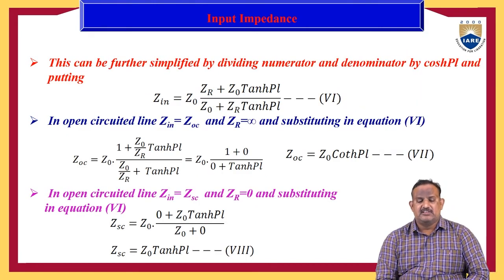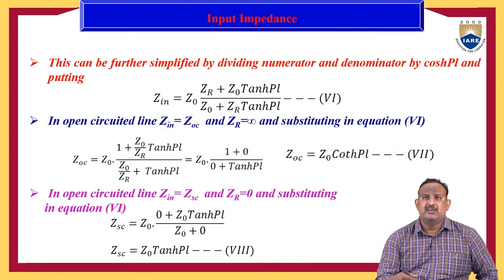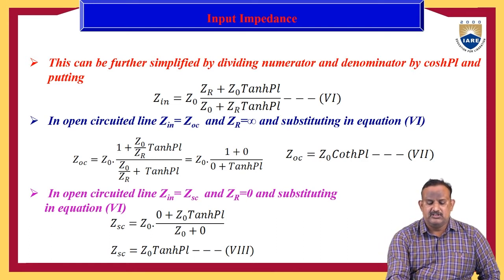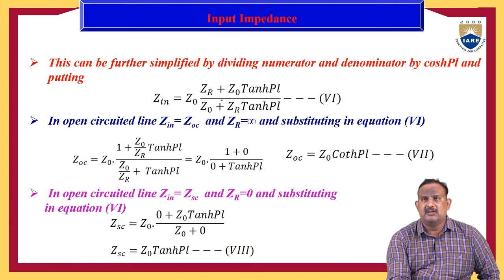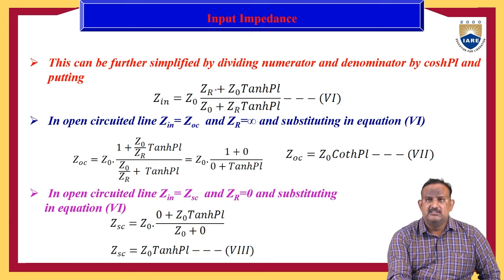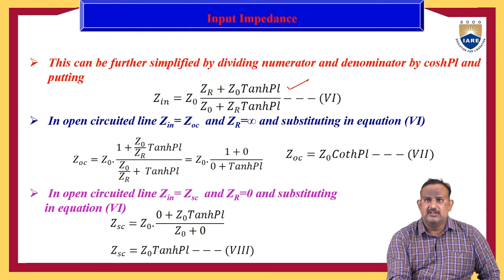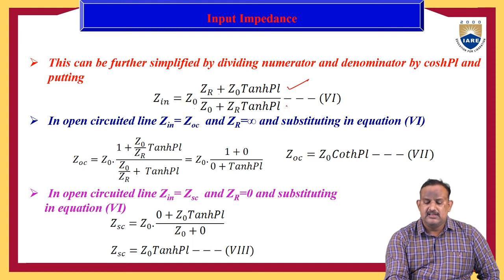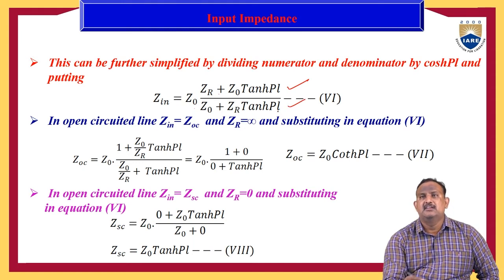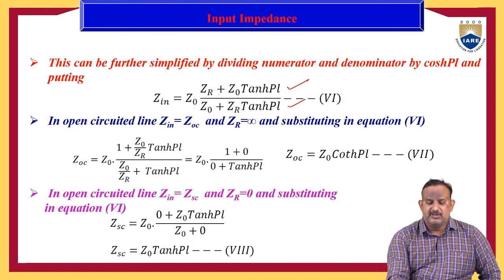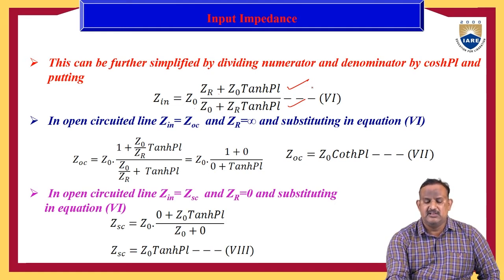Next, this can be further simplified by dividing the numerator and denominator by cos HPL. Z naught into ZR plus Z naught into sin HPL by cos HPL, which is nothing but tan HPL, and in the denominator Z naught plus ZR into sin HPL by cos HPL, again tan HPL. So the equation becomes Zn is equal to Z naught into ZR plus Z naught tan HPL by Z naught plus ZR into tan HPL.